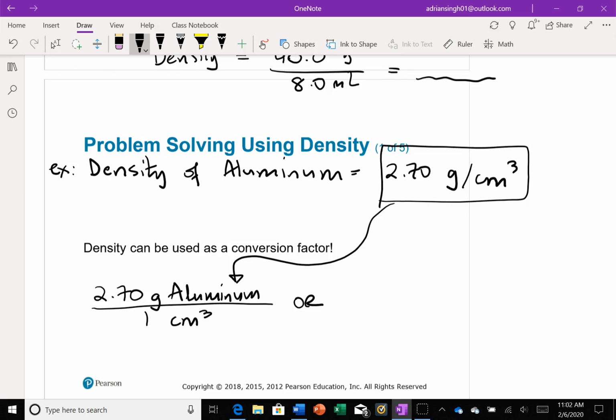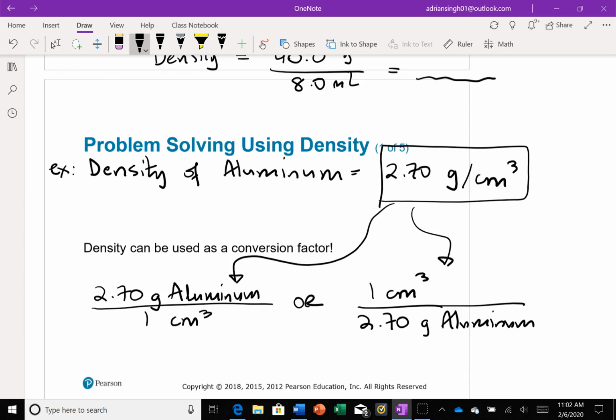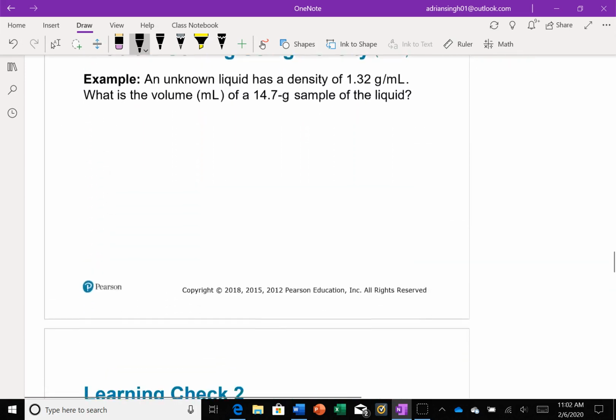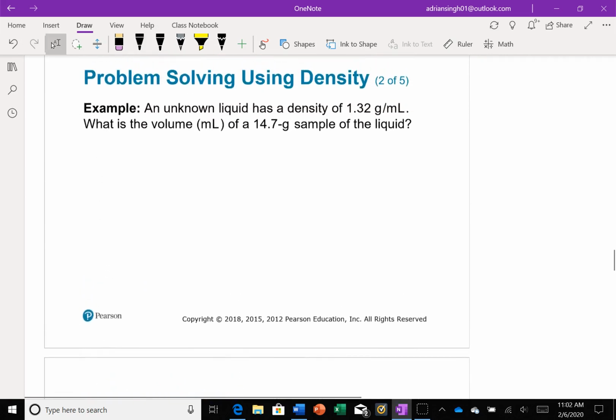That is a conversion factor by definition, and as such we can use it also by just simply inverting it. So a volume of 1 cubic centimeter would have a mass of 2.70 grams of aluminum, right? So we can treat this the exact same way like we would any other conversion factor by using the tools that we learned previously. So let's see how we can incorporate this into an equation or a problem.